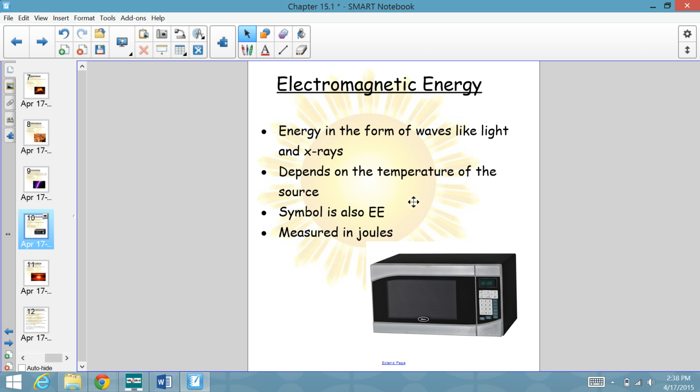The sun is very hot. Remember, it's about 15 million degrees on the surface of the sun. And because it's so hot, it lets off electromagnetic waves that have much higher energy, like visible light and X-rays. The symbol for this is also EE because electromagnetic energy and electric energy are very, very closely related. So we can use the two symbols interchangeably. And again, it's measured in joules.